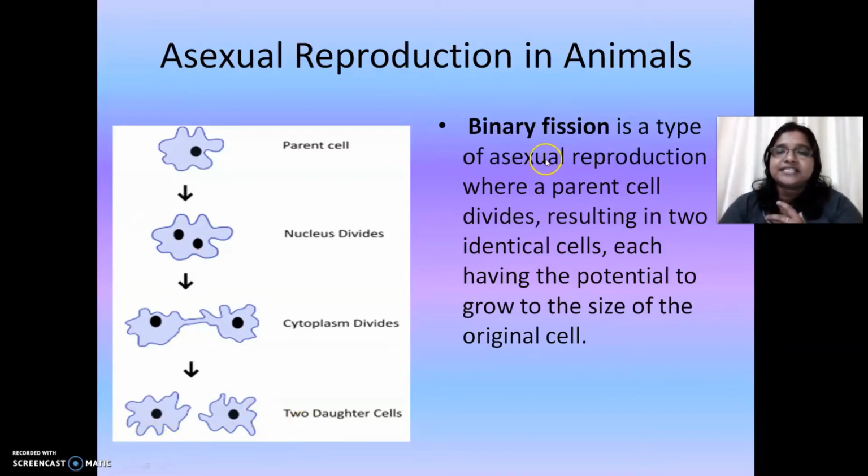So binary fission is a type of asexual reproduction where the parent cell divides into two identical cells. We call them daughter cells, and each has the potential to develop into the original cell. So you should know that in bacteria, amoeba, etc., binary fission is one of the most important types of asexual reproduction. Is it clear?